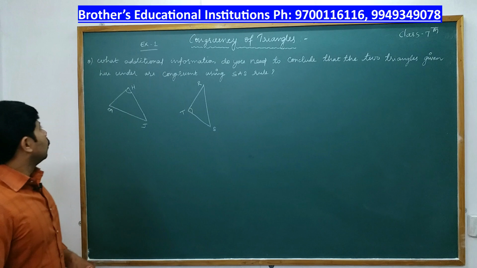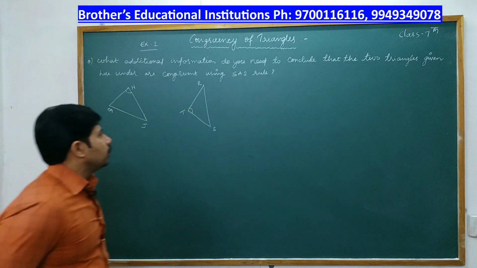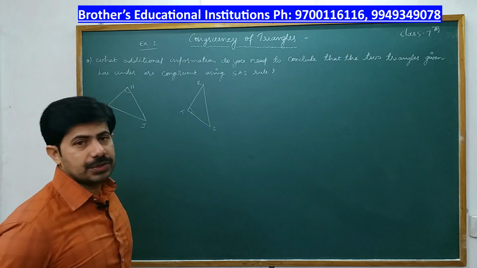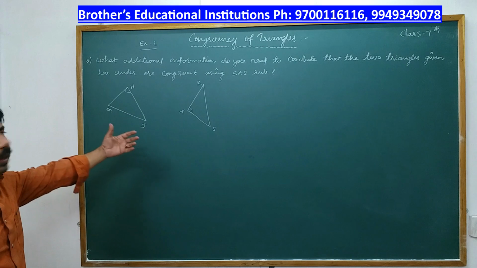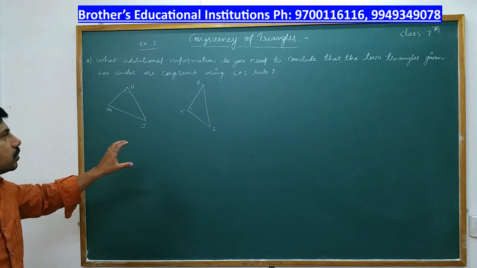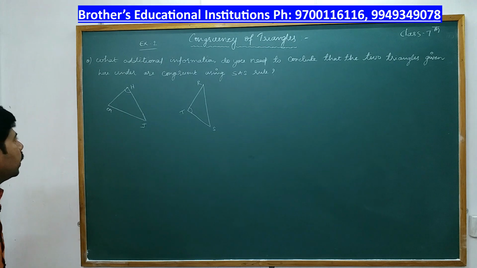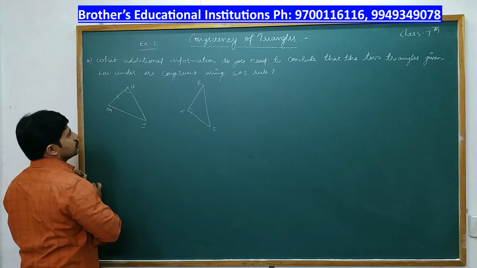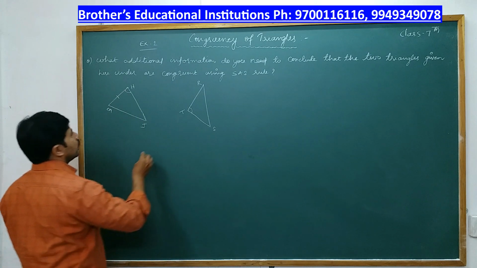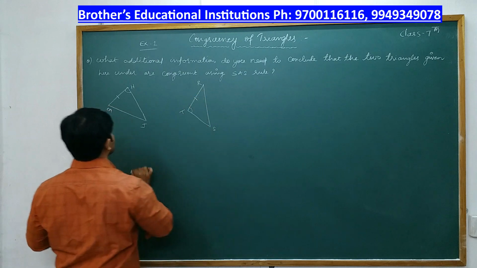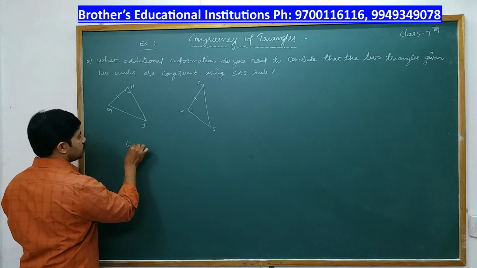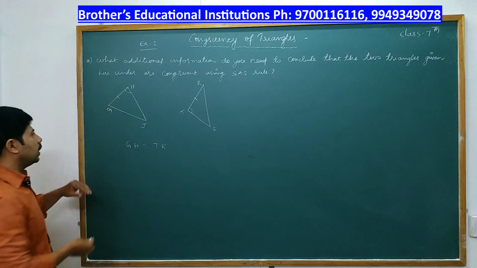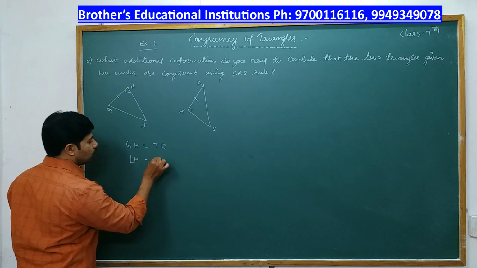Next problem. What additional information do you need to conclude that the two triangles given here are congruent under the SAS rule? That means we have to prove that these two triangles are congruent according to SAS. So what information do we need? First, you take GH, and the corresponding side of GH is TR. So you can write GH is equal to TR. They have already given an included angle, that is angle H is equal to angle T.